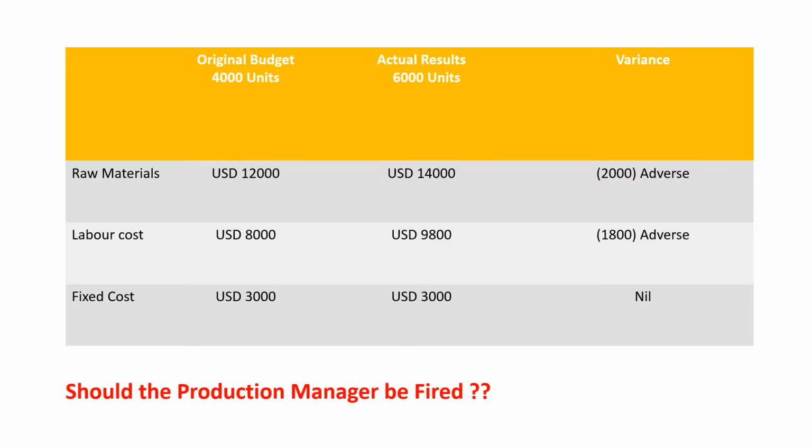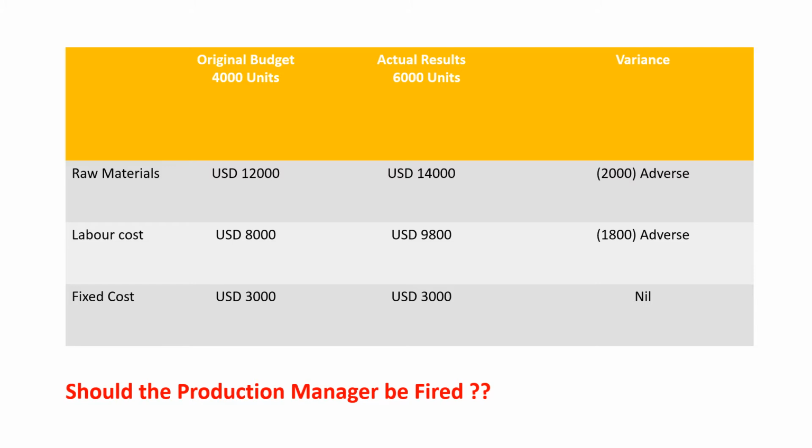We have raw material costs, labor costs, and fixed costs. Fixed costs by nature would remain fixed in the business. However, I'm more interested in looking at raw material, which is a variable cost. Now, at 4,000 units, raw material cost is $12,000. Labor cost is $8,000. And looking at the actual results for the year, which means at 6,000 units, raw material cost is $14,000, while labor cost is $9,800.